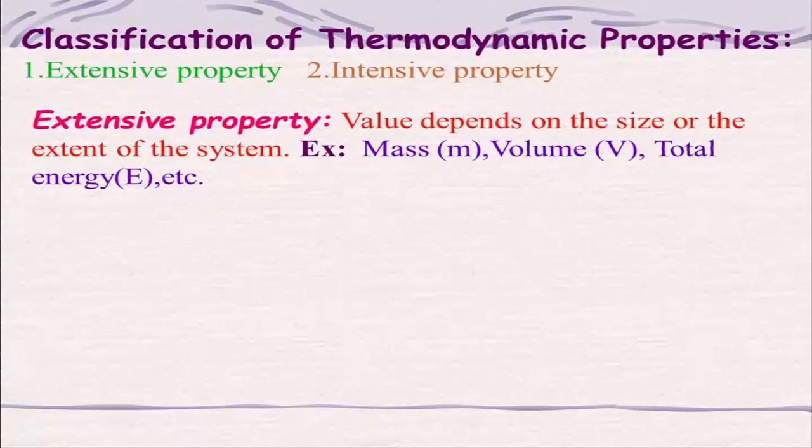An extensive property depends upon the extent of the system. That means it depends on the size of the system. Examples are mass, volume, total energy and other things. I will take an example which you might know. The milkman who supplies milk to our homes, and also to your hostel, is aware of this extensiveness of the property.